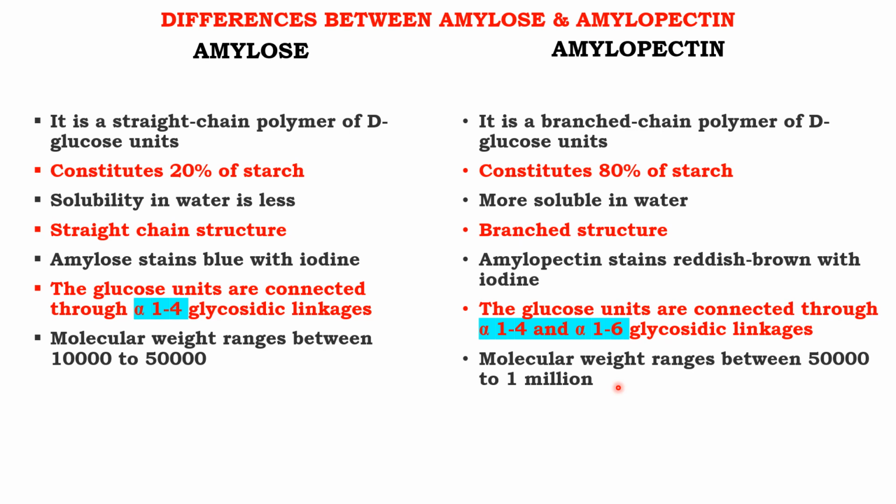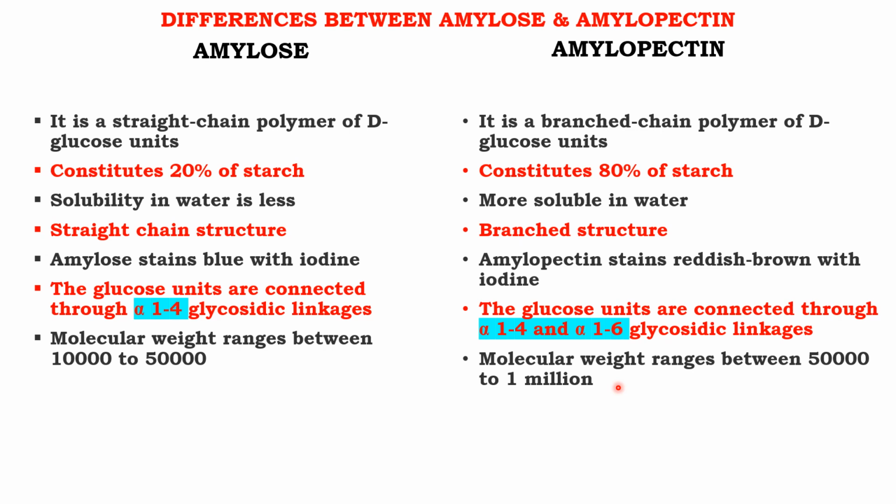Very, very important. So, in brief, we could say amylose is a straight chain polymer which makes up 20% of starch, which is water soluble, and it gives a blue color with iodine, and one glucose unit is connected with another glucose unit through alpha 1,4 glycosidic linkages, and the molecular mass is 10,000 to 50,000.